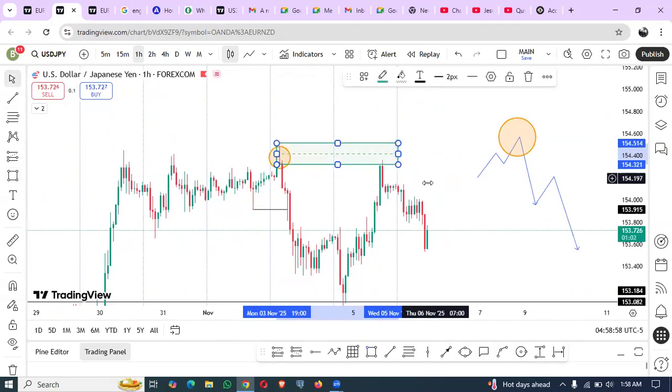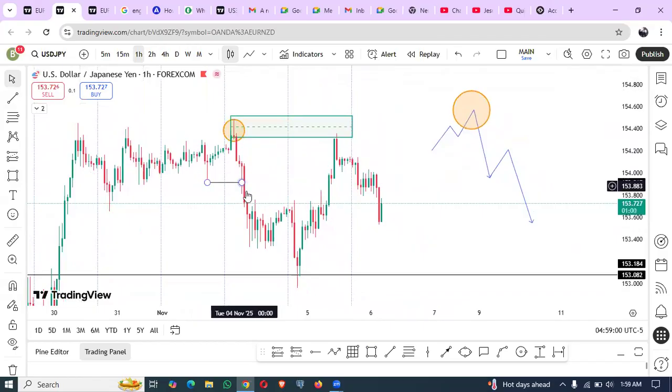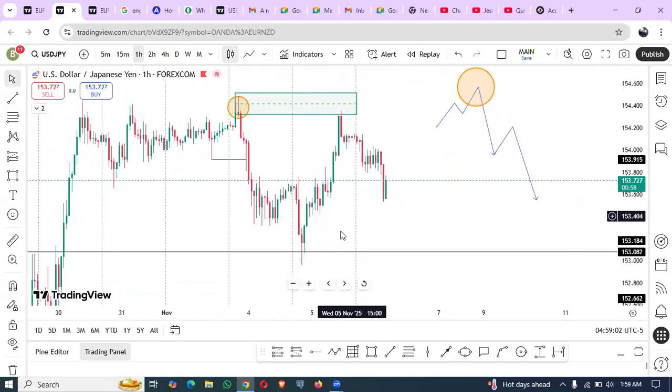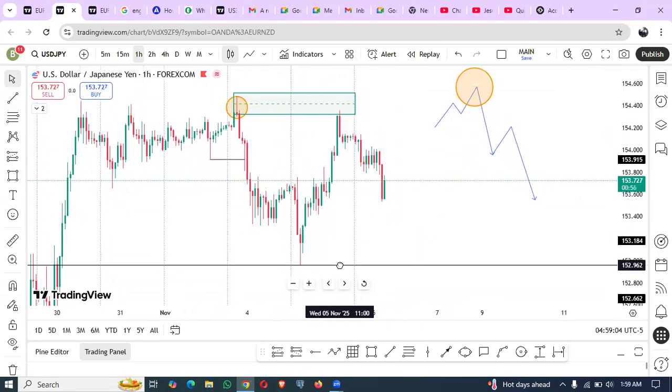That's it. You place your sell limits and target the previous low. This trade is currently running with my community.